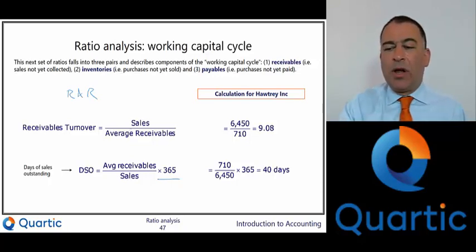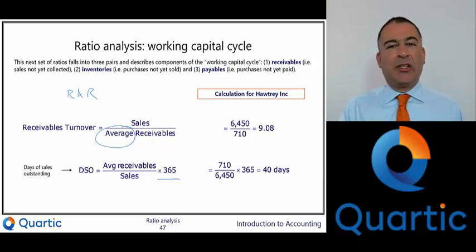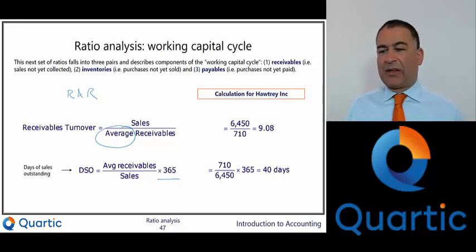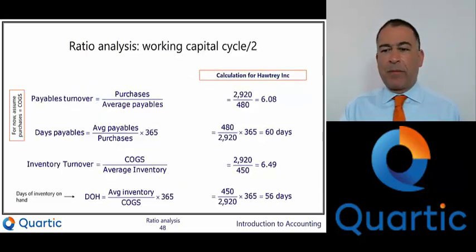And in fact, the word average in here indicates what we're going to do. In this case, we can't do any averaging because we've only got the year end. But what you would do is take the average of two numbers if you have them. So in this case, receivables turnover, we're using the year-end receivables balance to give us 710, and that gives us our two ratios. So that's revenues and receivables.